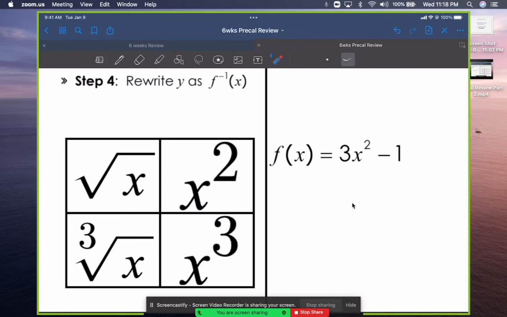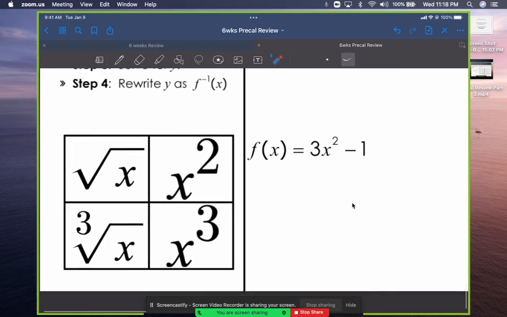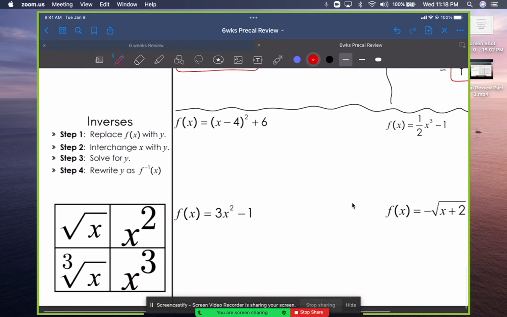All right, so let's go ahead and get started. I'm going to work through each of the steps to make sure that I follow everything correctly. I'm going to start with step 1. Step 1 is just to replace f of x with y. So here I have an f of x. Instead, I'm going to write y equals 3x squared minus 1. Step 2 is going to be interchanging x and y. So they're just switching places. So I'll have x equals 3y squared minus 1.